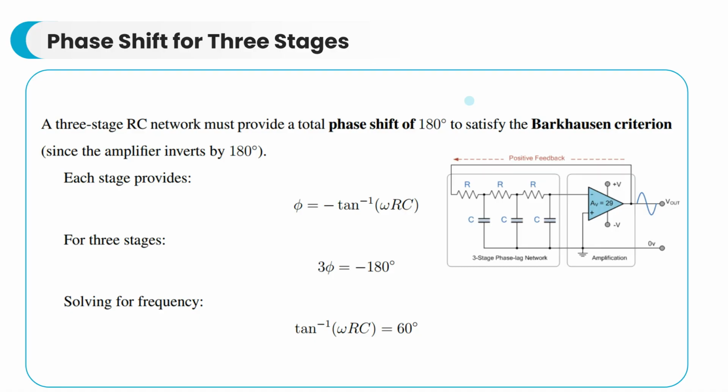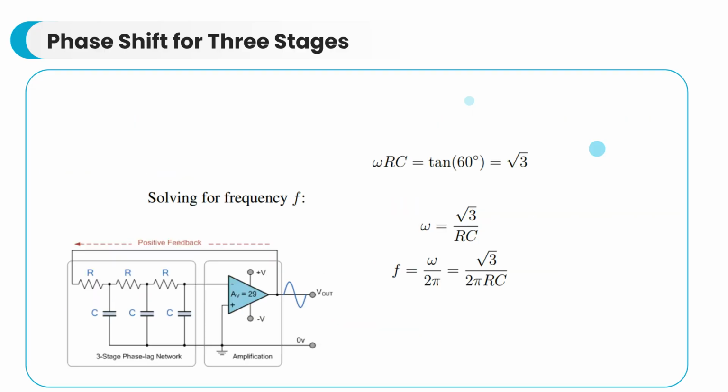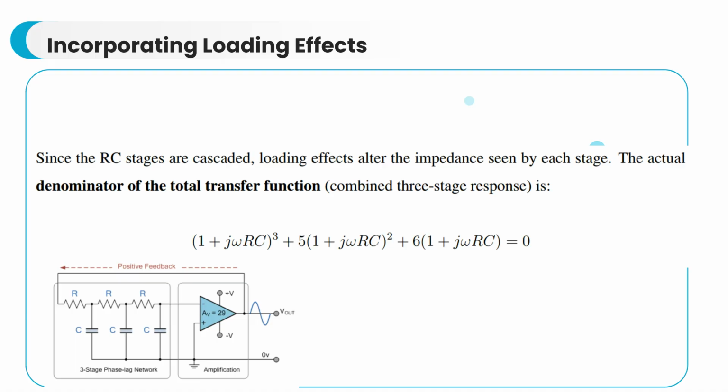To satisfy the Barkhausen criterion, a three-stage RC network must provide a total phase shift of 180 degrees. This allows us to solve for the frequency-related terms. Solving for the frequency, f, we arrive at the final expression for the oscillation frequency in the ideal case without loading effects. In reality, loading effects occur due to the cascaded RC stages.